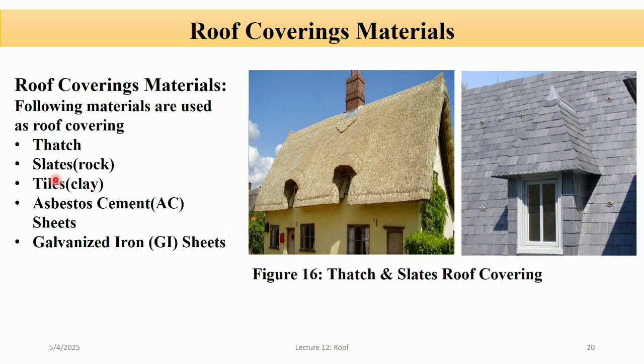The second one is slates, also called rocks. So it's a thin sheet of natural stone, usually slate rock, and it is found in cool or mountainous regions for steep roofs, and it is durable, fire resistant, and waterproof, and it has a natural elegant appearance. But it has some disadvantages, like it's heavy and expensive, and it requires strong structural support.